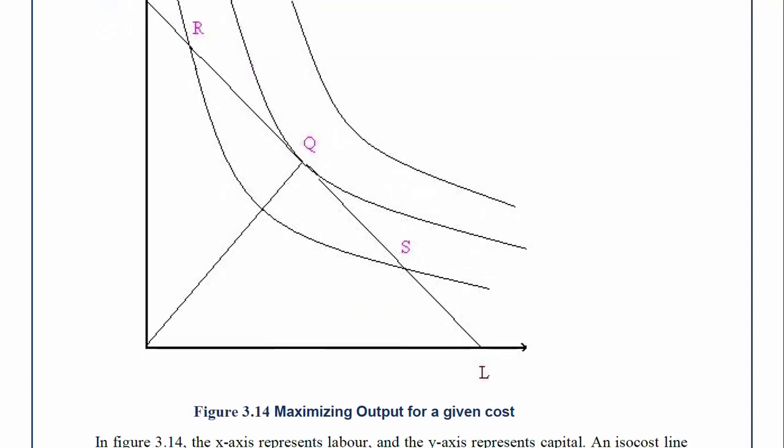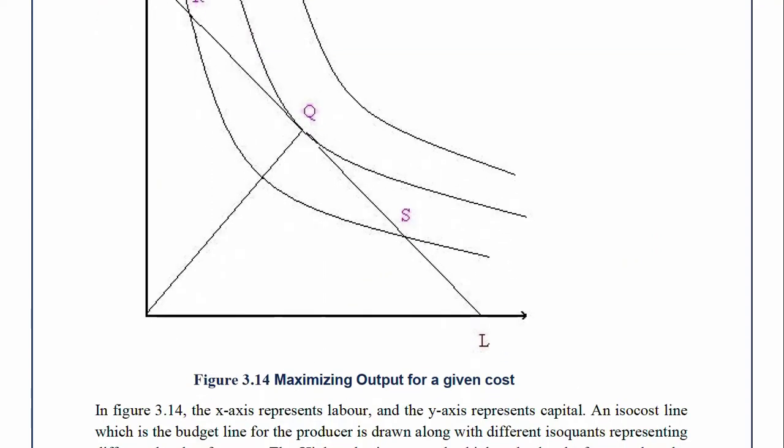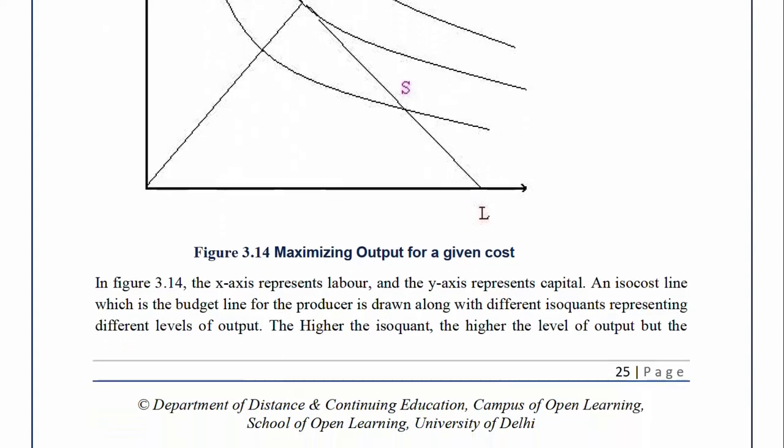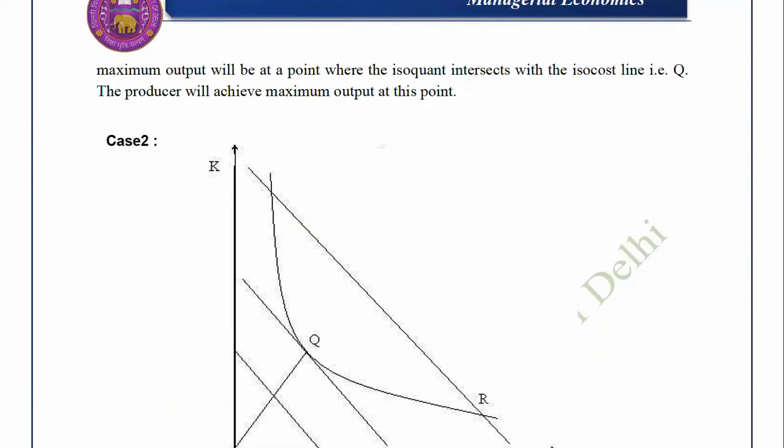Case 1 depicts maximizing output for a given cost. In figure 3.14, the x-axis represents labor and the y-axis represents capital. An iso-cost line, which is the budget line for the producer, is drawn along with different isoquants representing different levels of output. The higher the isoquant, the higher the level of output, but the maximum output will be at a point where the isoquant intersects with the iso-cost line, that is Q. The producer will achieve maximum output at this point.